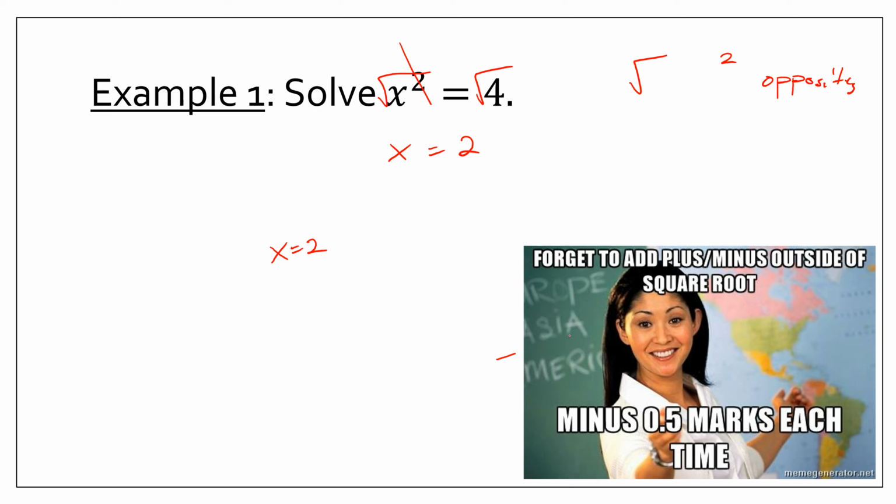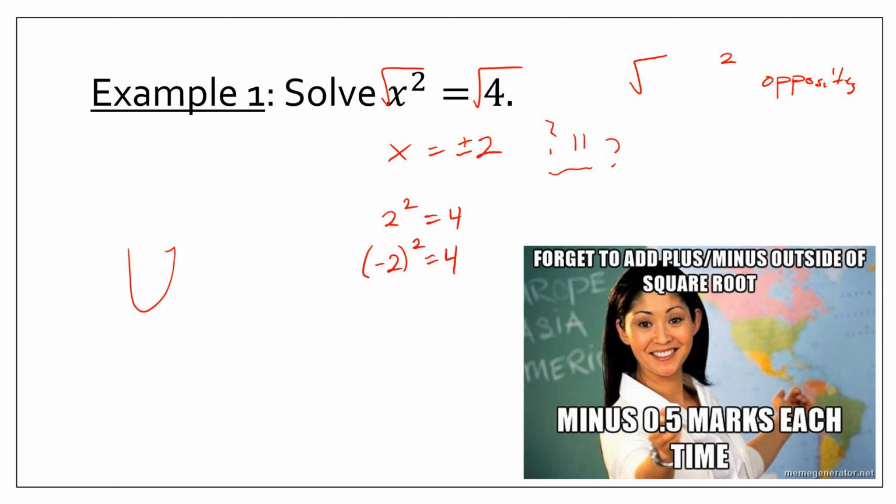Oh, wait. Little Miss Teacher here is saying something. She's saying, hey, don't forget to add a plus or minus sign. So apparently when I take the square root, I'm supposed to do plus or minus 2. What does this mean? I don't know. Let's think about this. Yes, if we square 2, we get 4. But isn't it true that also if we square negative 2, we get 4?